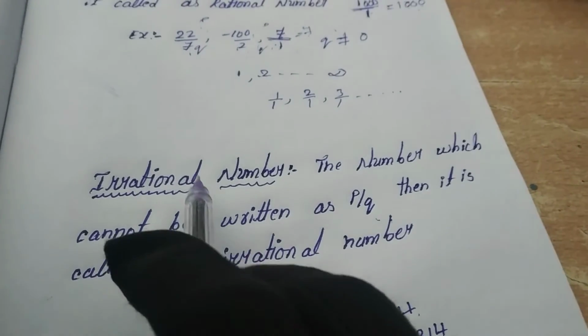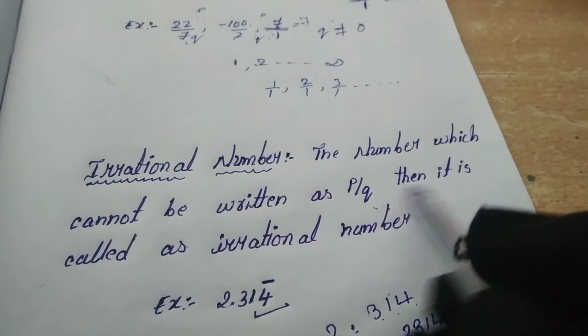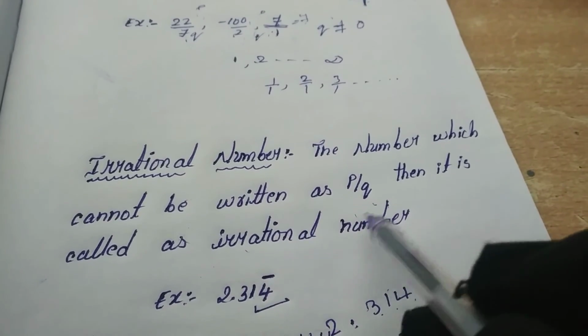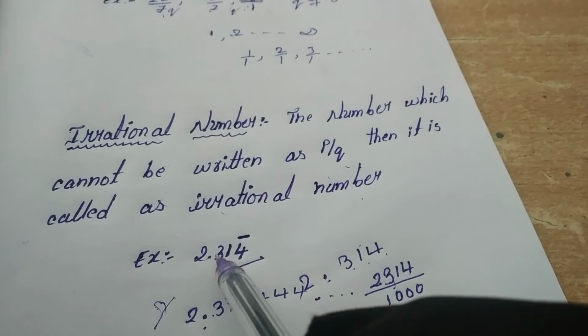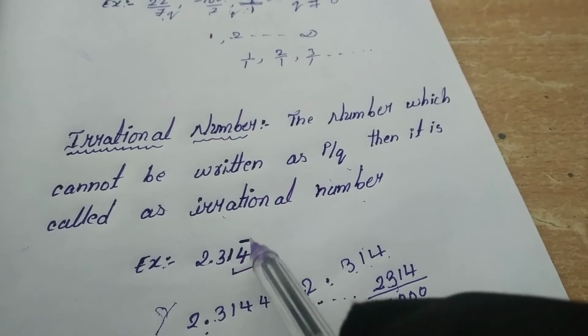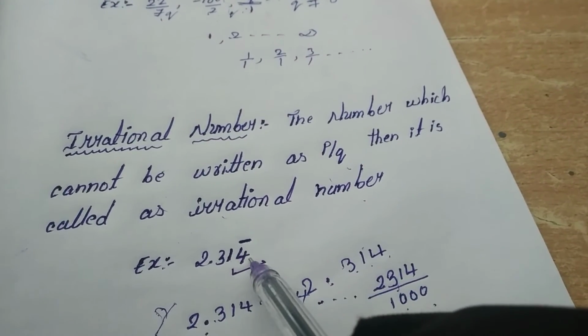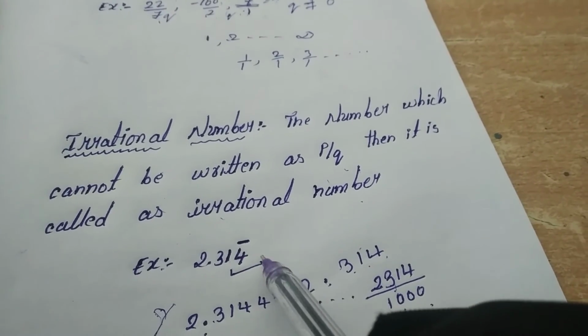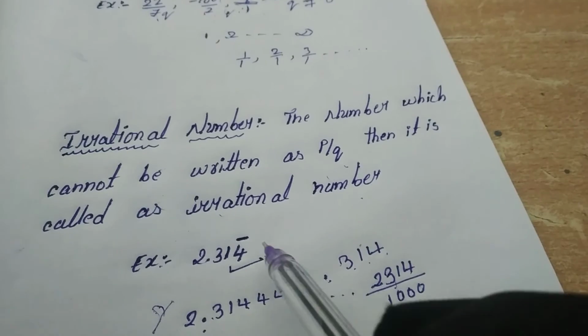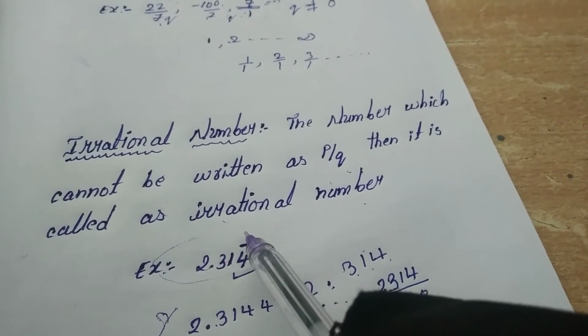The irrational number is the number which cannot be written as p by q. Take 2.314 bar. We cannot find how many digits there are after the decimal, and we cannot write it in p by q form. That's why this number is called an irrational number.